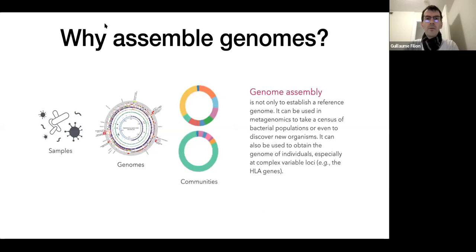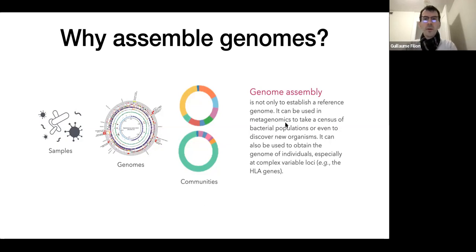So why would anyone assemble a genome, like we're going to do a little bit later? Genome assembly is not only to establish a reference genome, like it was done in the case of the human genome. It can also be used in metagenomics to take a census of bacterial populations, or even to discover new organisms. You just sequence the guts of someone, or you sequence dirt or very deep underwater, and then you want to assemble the genome of microorganisms to know what they are.